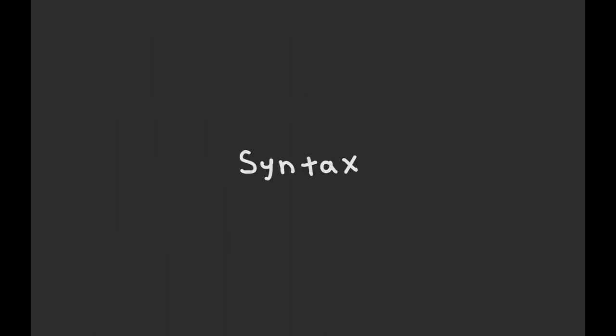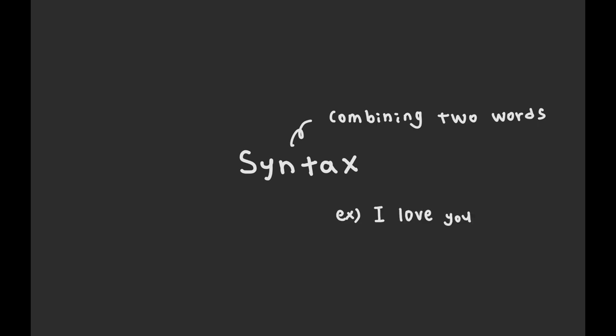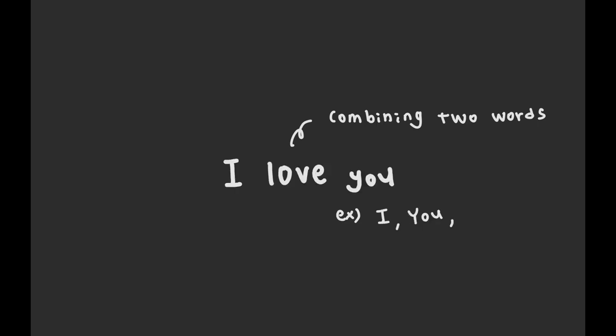So what is syntax? Simply, it's about combining two words. For instance, in order to make a sentence like "I love you," you need to have three words: I, you, and love. If you must combine two words first, what words are you going to choose among the three? I and you, or I and love, or love and you? Some would say I and love, because I would be the subject of the sentence and the verb love is normally followed after the subject.